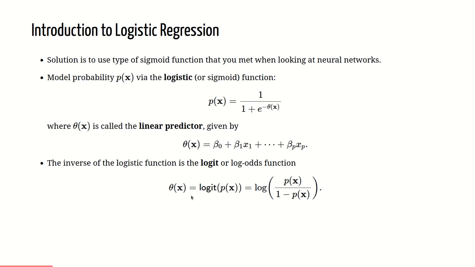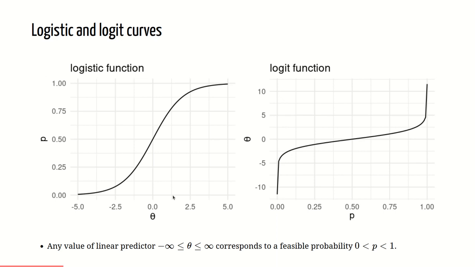And so our formulation for logistic regression is that our outcome is modeled using P of x as the probability of y equals 1, and then the logit of that P of x is then a linear predictor. Okay, so recall what the shape of these curves are.